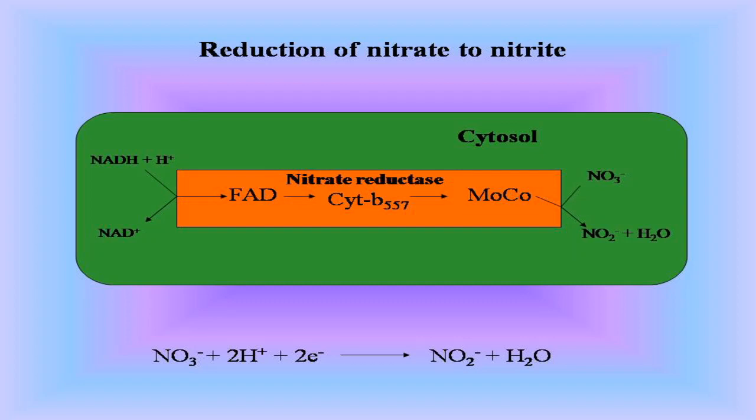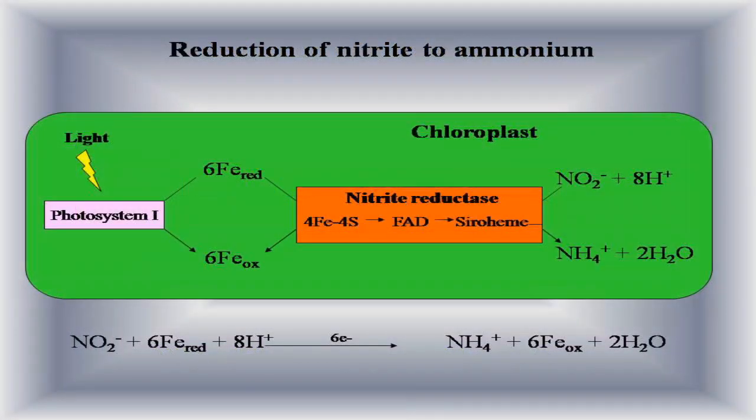In this process, NADH is involved, which gets oxidized to NAD+. FAD is involved, CYTB557 is involved, MOCO complex is involved, and here we can see that this nitrate is converted to nitrite and water is released. In this reaction also we can see that NO3- and 2 hydrogen ions plus 2 electrons get converted to nitrite and water. So let us see what happens to nitrite then.